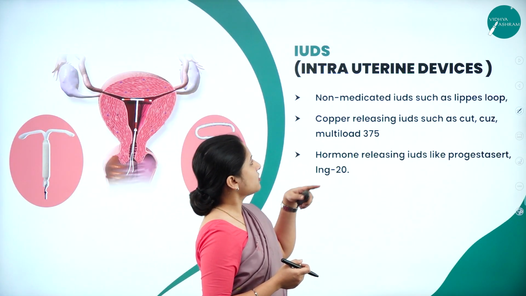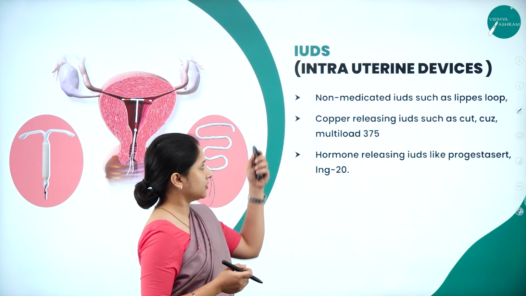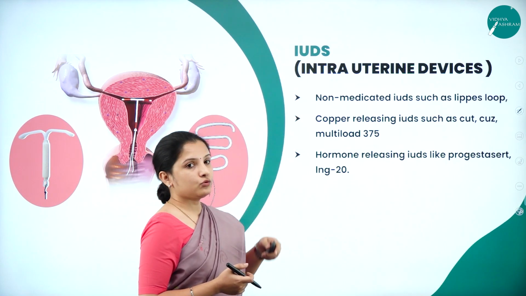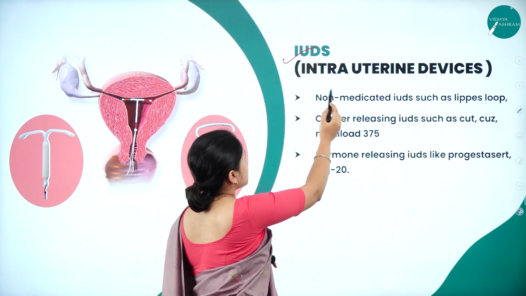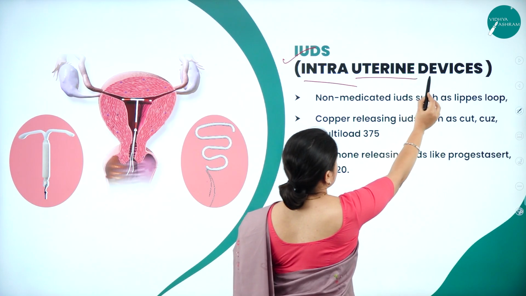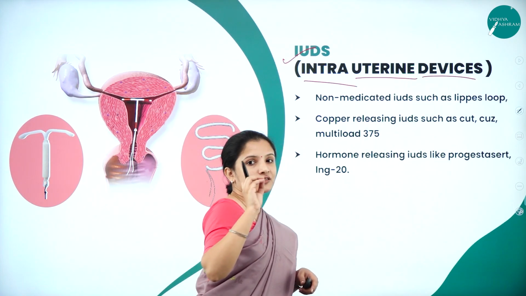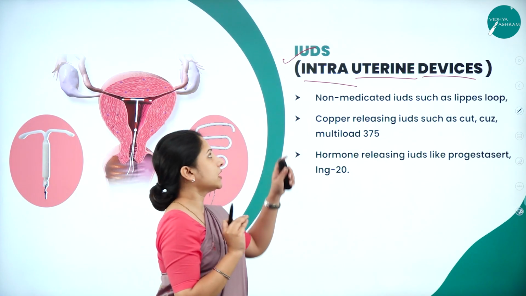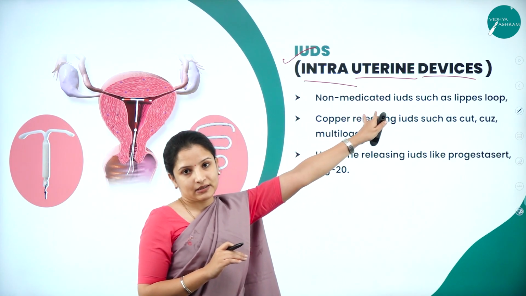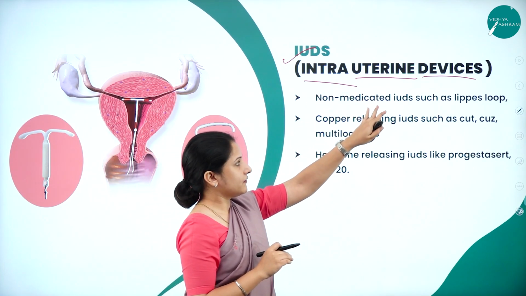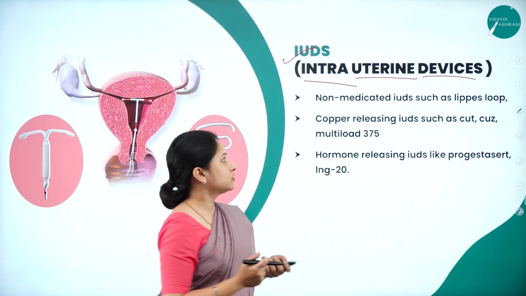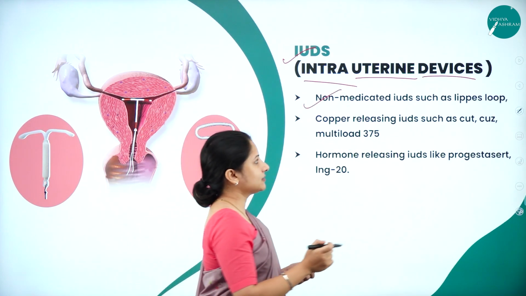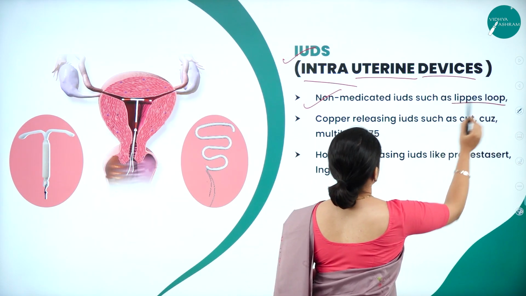Next, we also have various other methods to prevent conception, which is called IUD. IUD is nothing but intrauterine devices. These are very small devices that are inserted inside the uterus. That is why they are called intrauterine devices. They are of different types. One is the non-medicated intrauterine device. The best example is the Lippes loop.